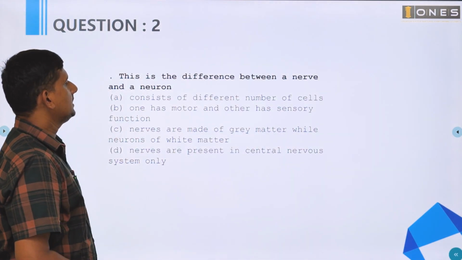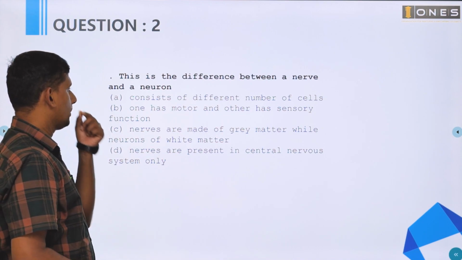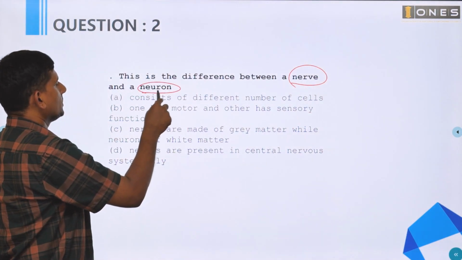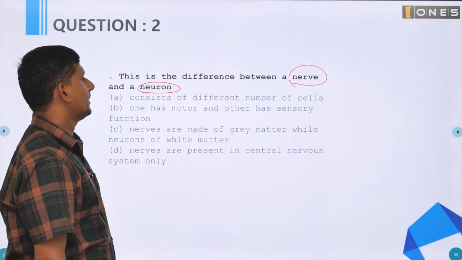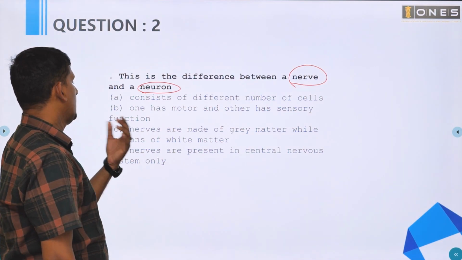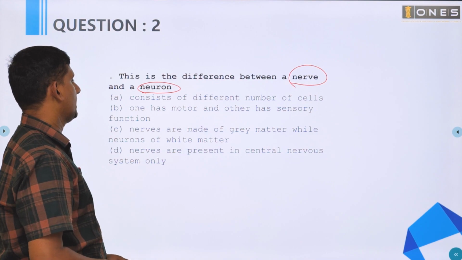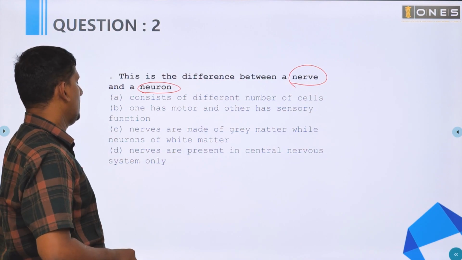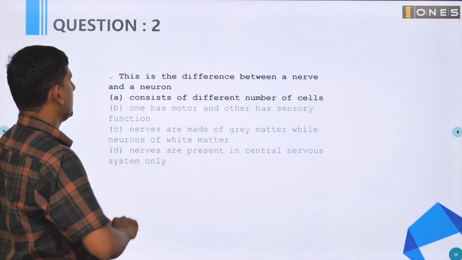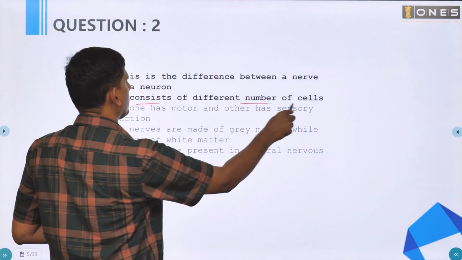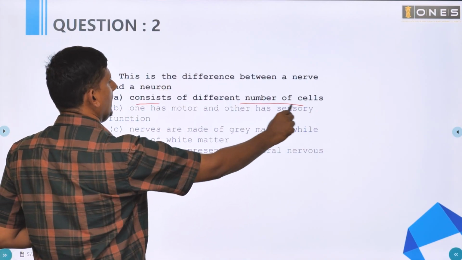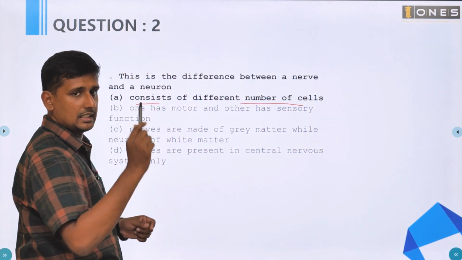Now the next question: what is the difference between a nerve and a neuron? Option A, it consists of a different number of cells. Option B, one has motor and the other has sensory function. Option C, nerves are made of grey matter while neurons are of white matter. Option D, nerves are present in the central nervous system only. So the right answer is that they consist of a different number of cells. A nerve has many cells, whereas a neuron is a single cell.